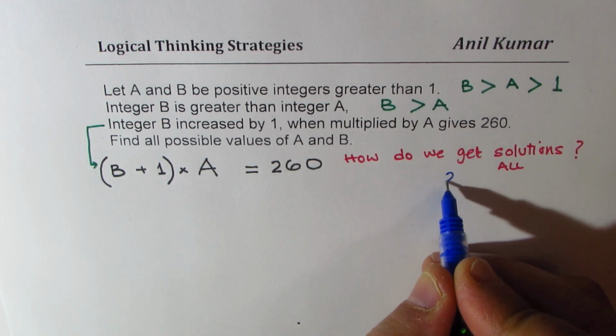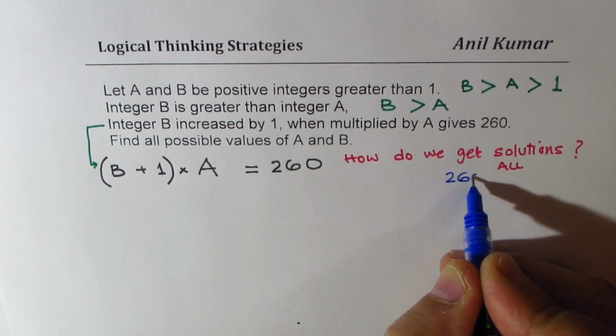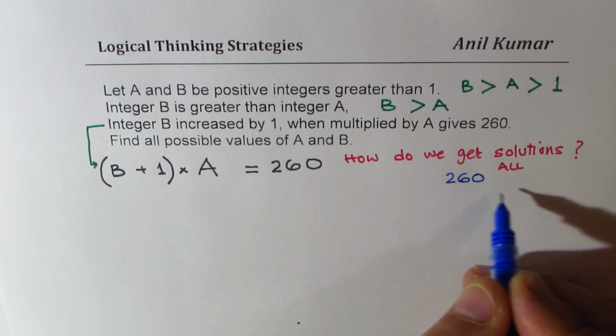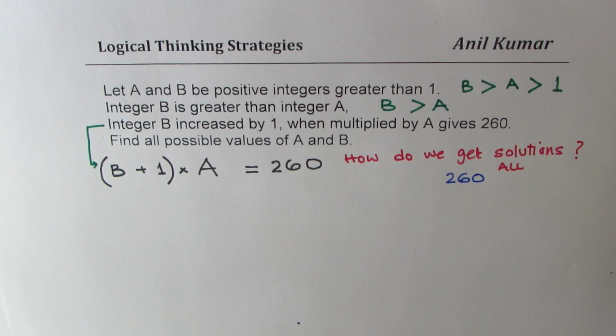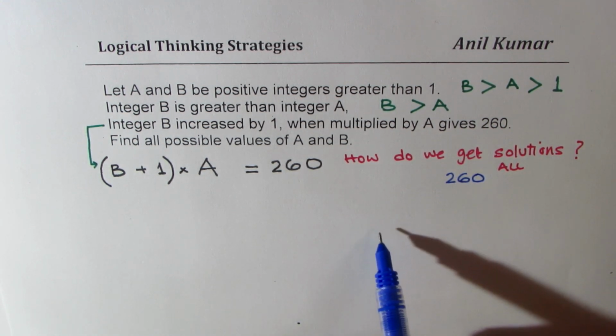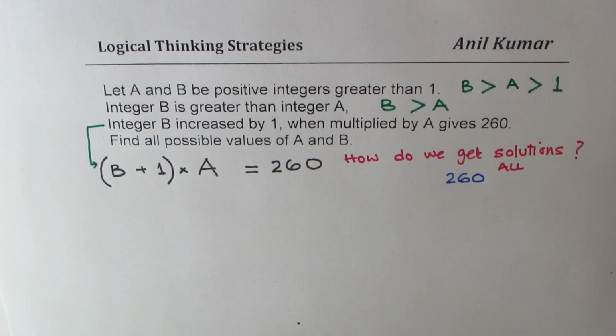So we'll begin with the number 260, right? And we can figure out how we can get 260, correct? So there are a couple of ways. You could make a kind of rainbow, right? So let's try to make a rainbow. And we can also do prime factorization. So both techniques we can use. So let's do prime factorization first.